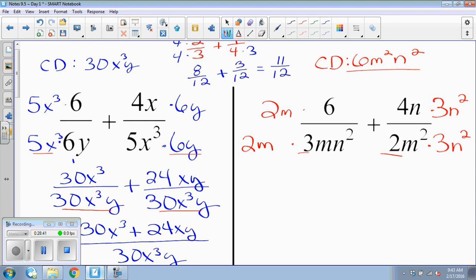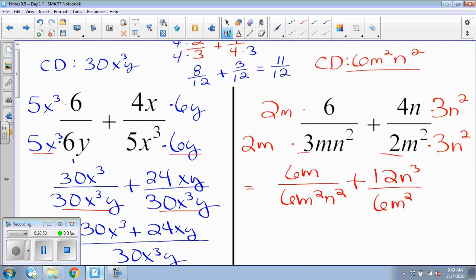And so now what I have left on top is 6m over 6m squared n squared plus 12n to the third over 6m squared n squared. Well, yes. 4 times 3, what are we? On the top, 6 times 2, that's 12m, thank you. See, I just check y'all every now and then. Okay.